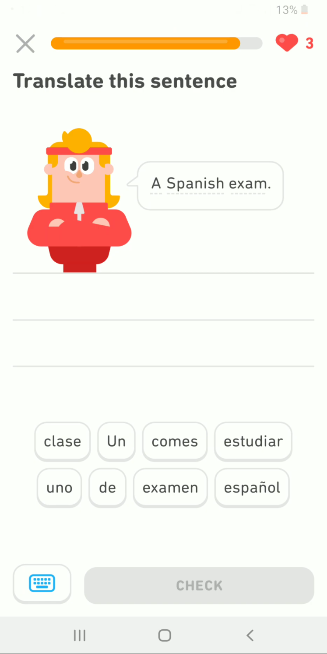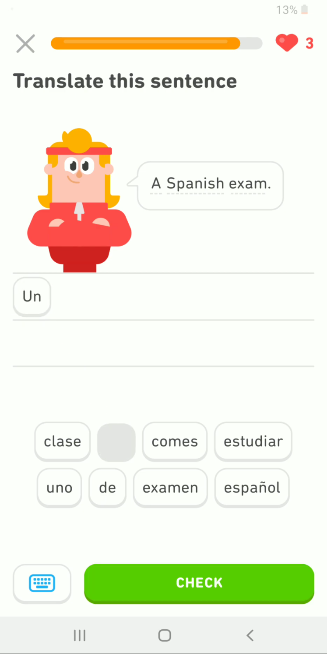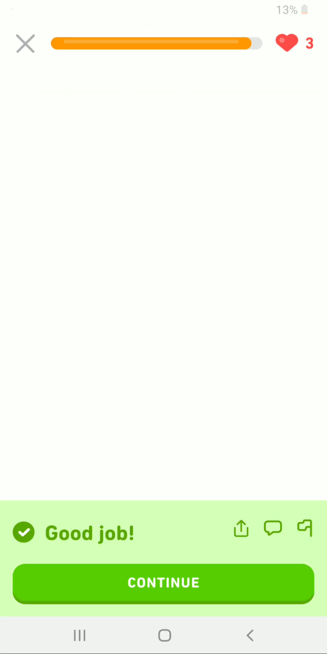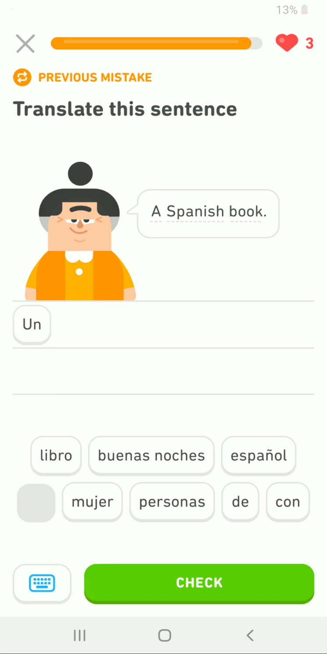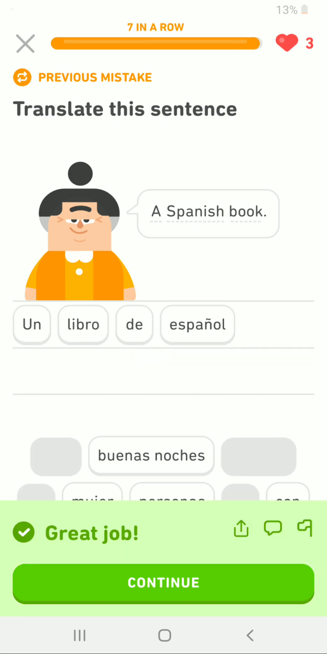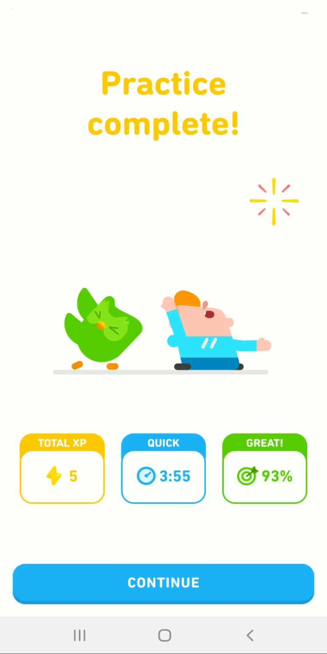Good. And the Spanish exam. So, un examen de español. Okay. So, un libro de español. Okay, that was my previous mistake. So, managed to get it right this time.